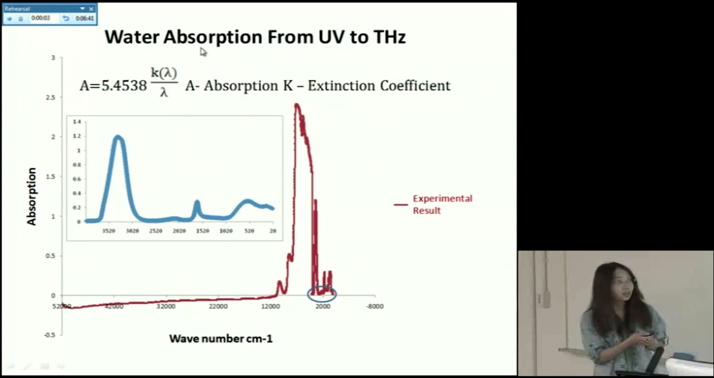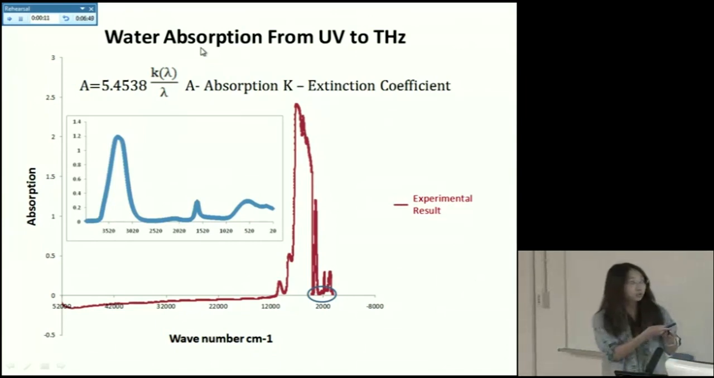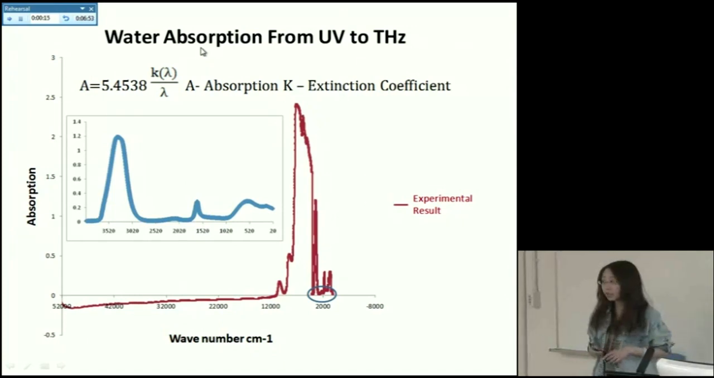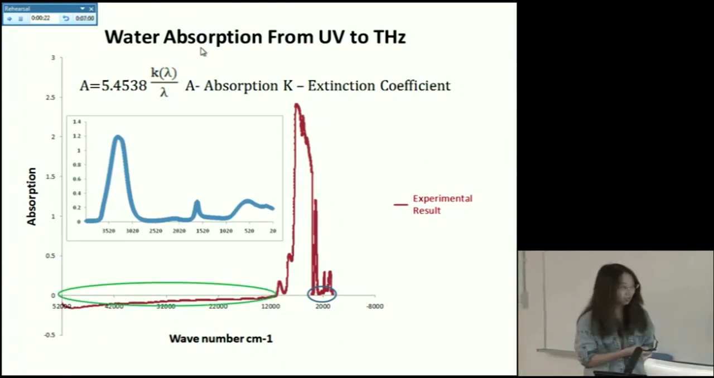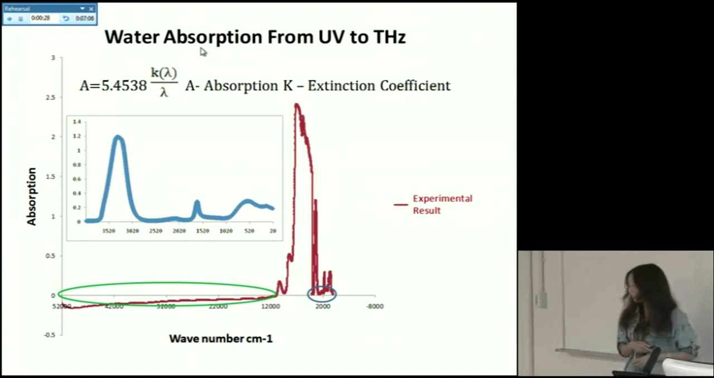This is the experimental result obtained from our lab. We can see here the terahertz and mid-infrared region I brought up. This result coincides with the previous result; the coincidence is very good. But in this region, the UV and visible region, our device shows some limitation. We get a negative value.